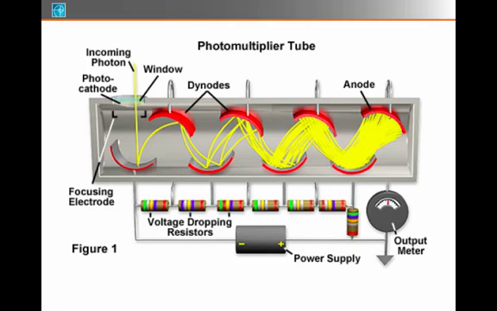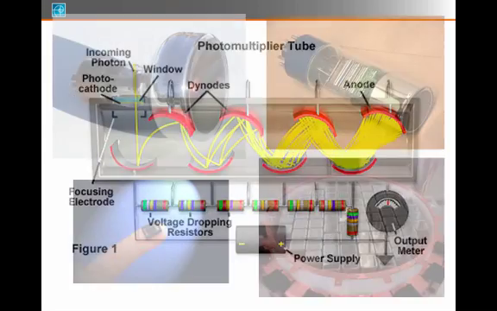So something on the order of 1,000 volts difference between the first and the last diode is sufficient to create a current that's detectable from one single photon that came in and hit that window at the front end of the photomultiplier tube. So the photomultiplier is a very great way of detecting faint amounts of light, single photons.